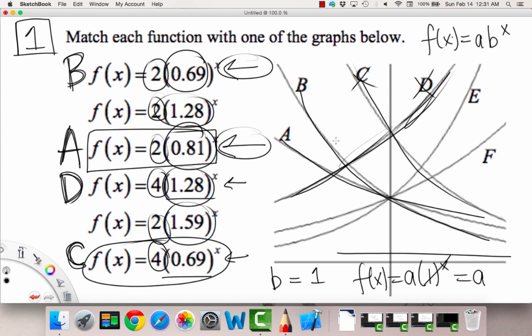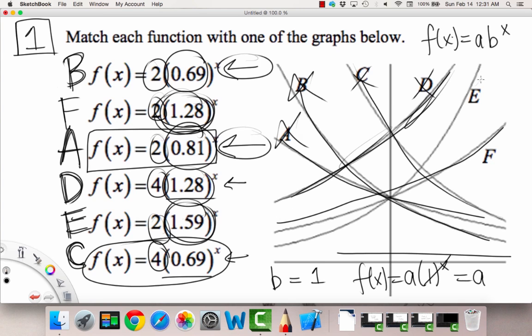Okay, now let's determine the last two. Now we're between E and F. So we have this 1.28 and 1.59 to decide between. So again, the same concept applies: when you have a B that is closer to 1, then you're going to have a more shallow graph that looks a little bit more horizontal than the other one. So this 1.28 is closer to 1 than 1.59. So that means that this 1.28 is going to have to be the less steep one. So that'll be F. Okay, so this one's F, and the last one is going to be E there. Alrighty? And we are done.